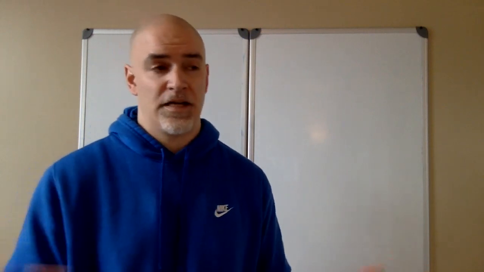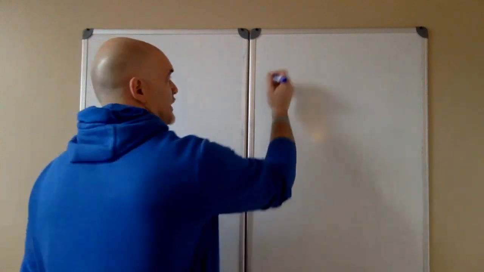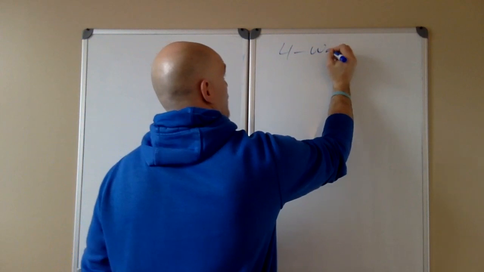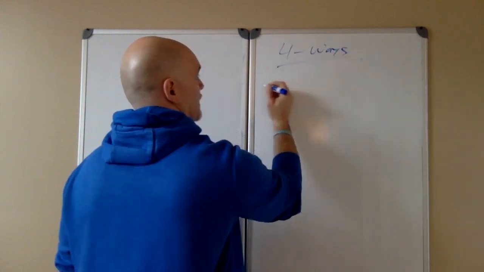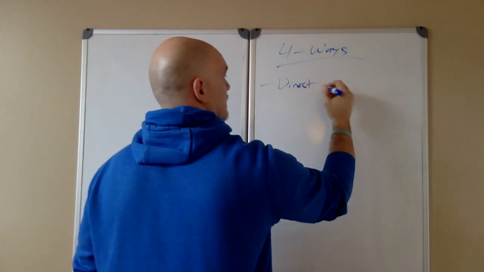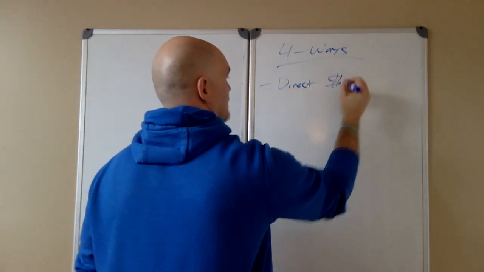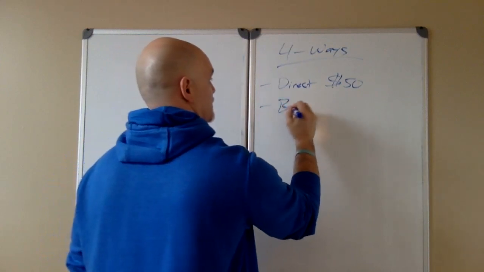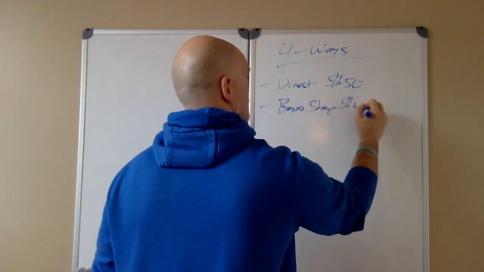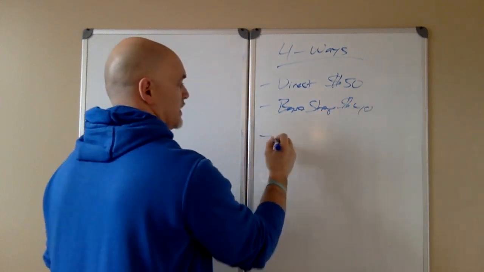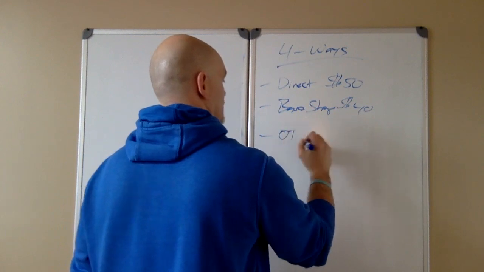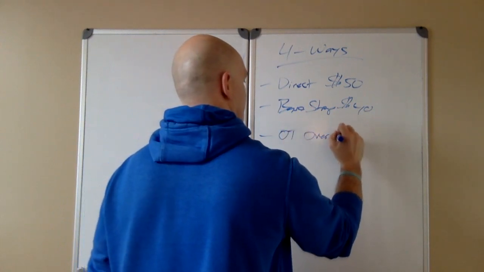Solid business opportunity, guys. So quick overview, we'll talk about the 4 components, I guess we'll call it 4 ways to make money, right? You have your direct commissions. Your direct commissions are $50 commissions. Then you have your base shop commissions. Base shop, those are $40 commissions. And then you have your one-time overrides. So we'll call it OT override.